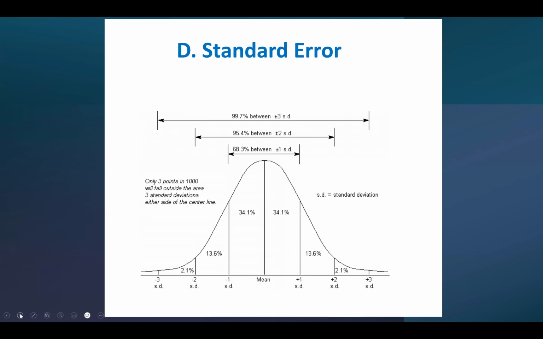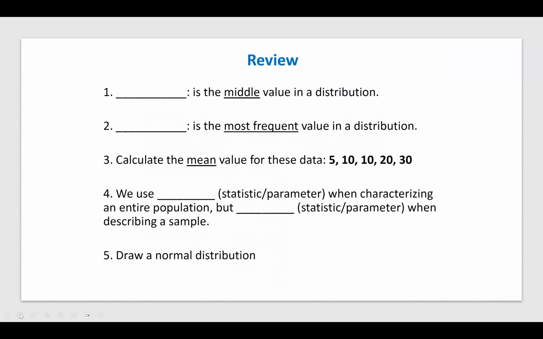Standard error. All right, we're going to talk about standard error now. First, let's take a little review. What is the middle value in a distribution? What is the most frequent value in a distribution?